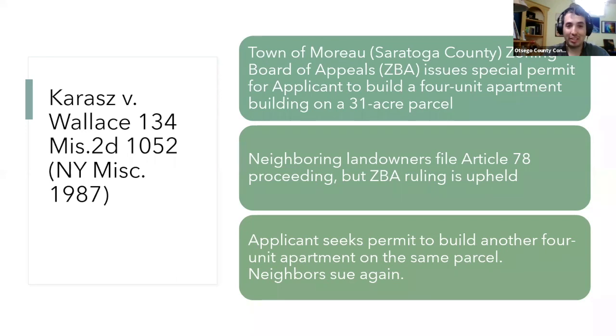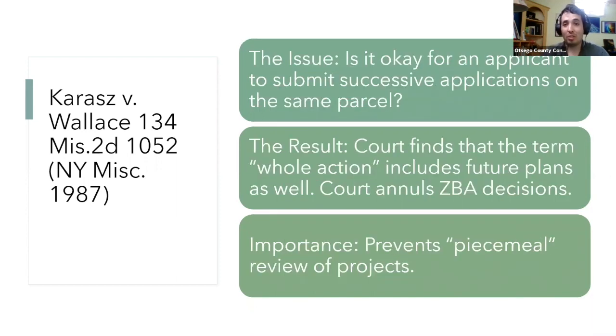They say, because they said, you already got one past us, we're not going to let you get a second one past us. And they felt that they had grounds to sue. So in this case, the question is: is it okay for an applicant to submit successive applications for the same parcel? Broken down into simple English, it's basically, once you've gotten one approval and you want to build kind of the same thing on the same site again, is it okay to submit a brand new application?